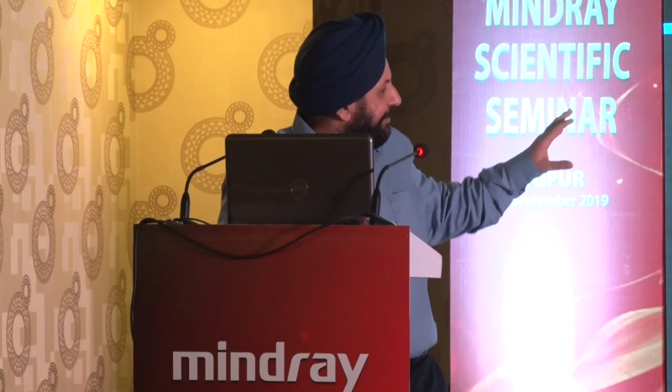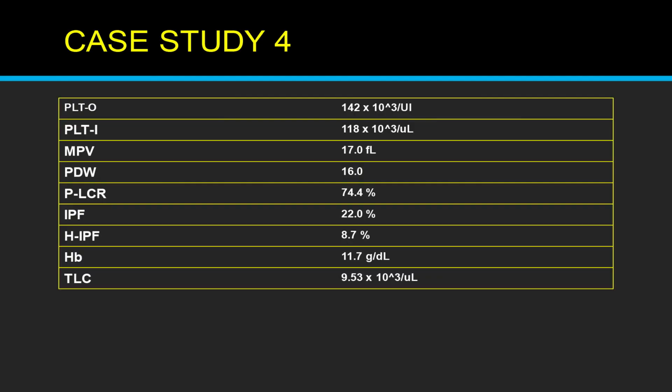This is a prototype case study, but we did about 30-40 cases of purely ethnic cases coming from Harris platelet syndrome. This was again a Bengali patient. The optical platelet was 142, impedance was 118, the MPV was 17 femtoliter, platelet large cell ratio was 74.4%, and the IPF was 22%. There was not much thrombocytopenic challenge, but the IPF was higher because of the Harris platelet syndrome.